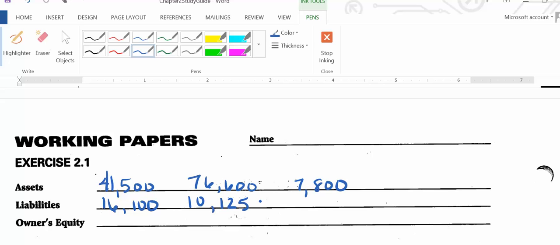Okay, so that's it for the list. We were not given any owner's equity, but we are still going to be able to compute the owner's equity. So first we need to run through and add together these numbers, and we're going to get 125,900 for assets. For liabilities, we're going to get 26,225.